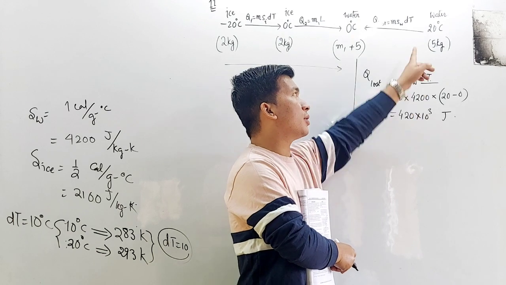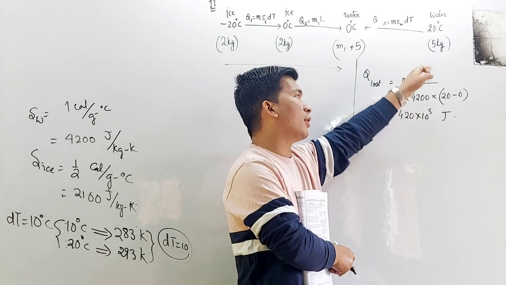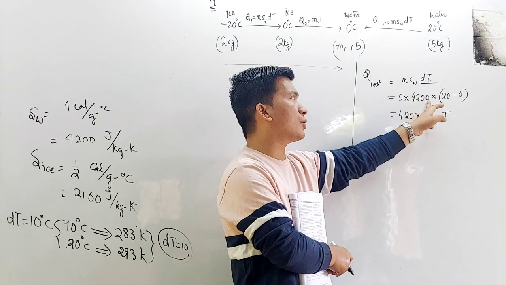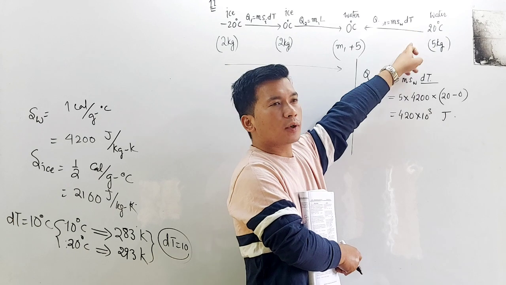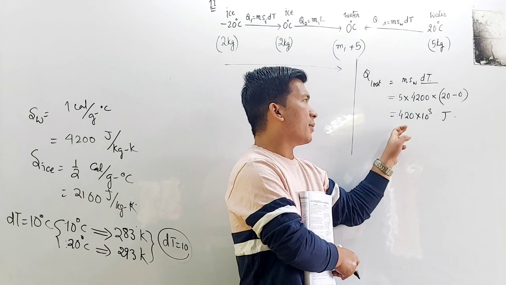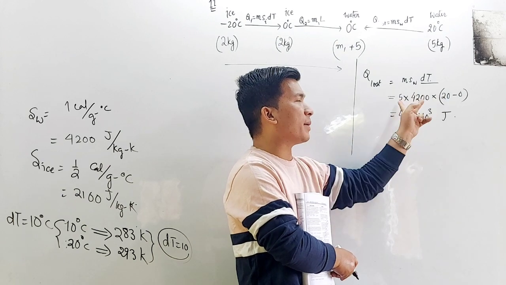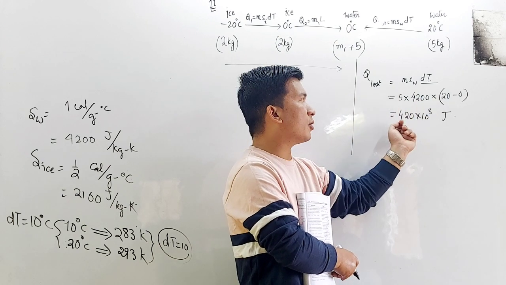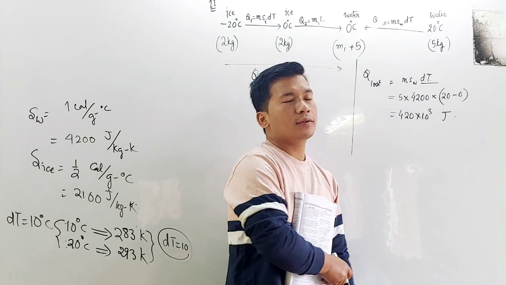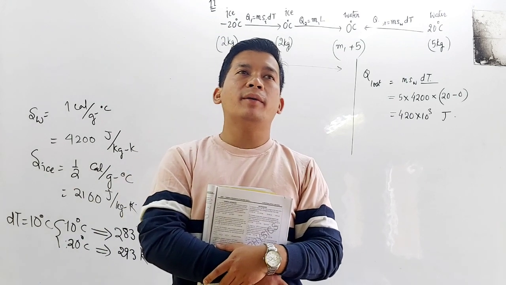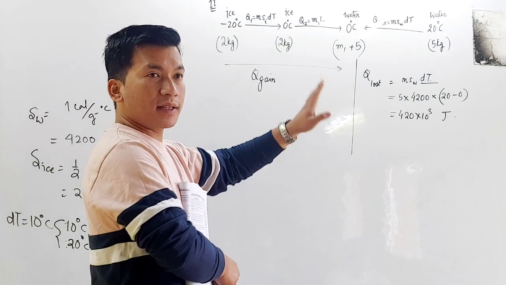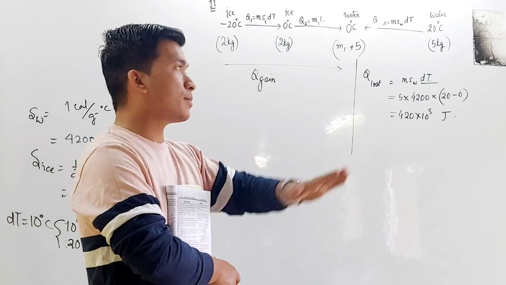The mass of the water that is to be cooled down is 5 kg. And what is the specific heat of water? The specific heat of water will be 4200. The change in temperature will be from 20 to 0. So in short we will have 420 into 10 to the power 3 joule. This is the amount of heat that is to be lost by hot water.